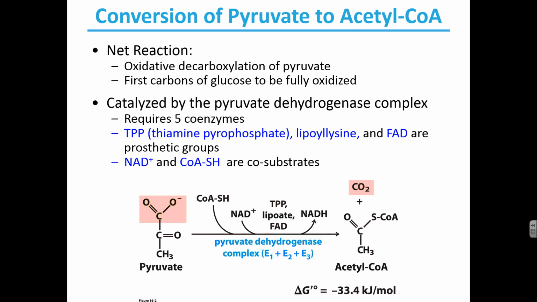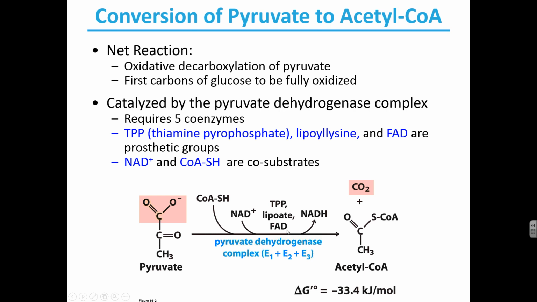With pyruvate dehydrogenase, we're going to see 3 enzymes working together. In shorthand, we see E1, E2, and E3. That's our 3 enzymes working together. And then we also have several cofactors, some co-substrates. We have a prosthetic group, a lot of things going on. So we're going to look at what the CoA specifically can do, as well as this thiamine pyrophosphate, the TPP, which is actually vitamin B1.